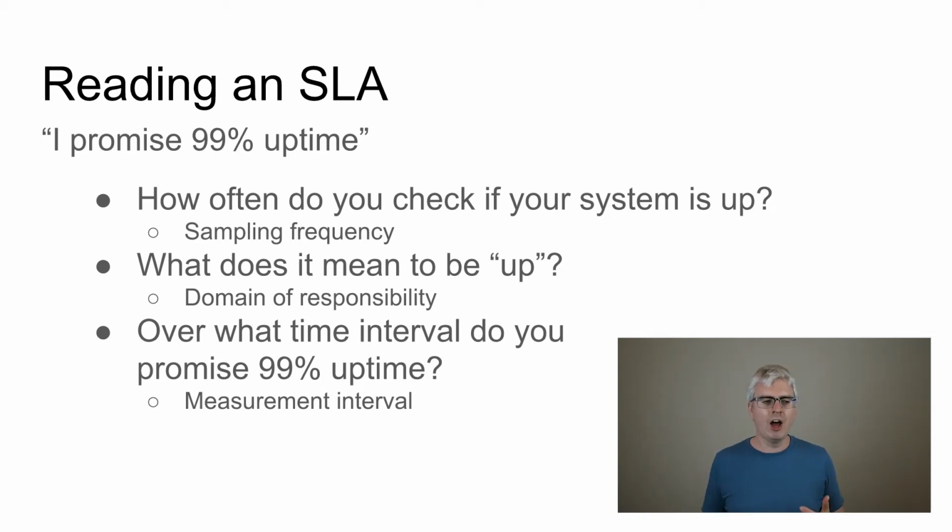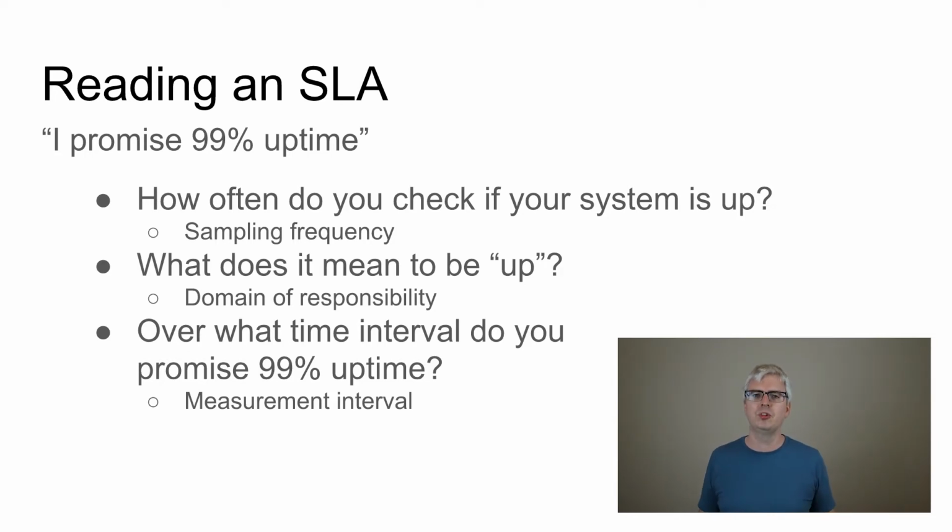Over what time interval are they promising a 99% uptime? Are they promising that for every second, 99% of that second it'll be up? Every minute, every hour, every day, every month, every year? Typically, when this promise is made, it's based on a monthly billing cycle. And so 99% of the time over 1 month would be what they're promising. And so what exactly does that mean? Let's look more into it.